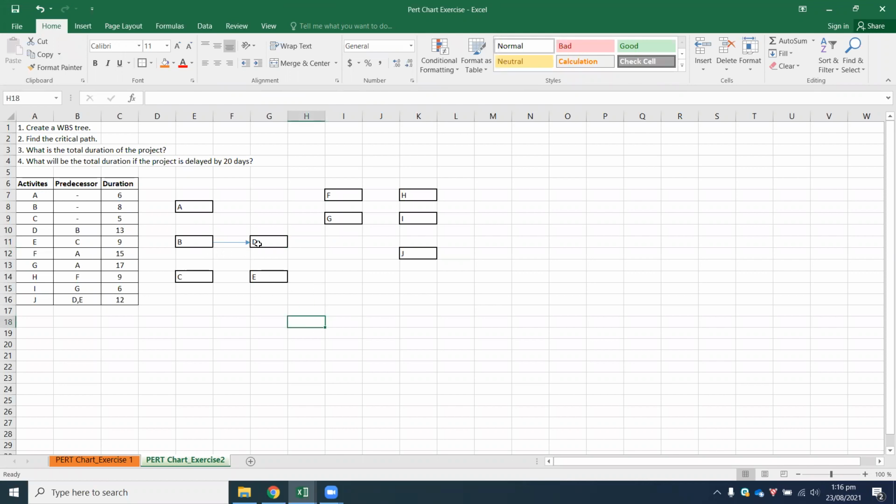So activity D, the predecessor is B. Activity E, the predecessor is C. I'll try to copy and paste this, which will make our work easier. All right, that's fine. Next up, you have activity F and G, which are the successors of activity A. That means these two come from activity A. So very quickly, I'll copy this and paste it here.